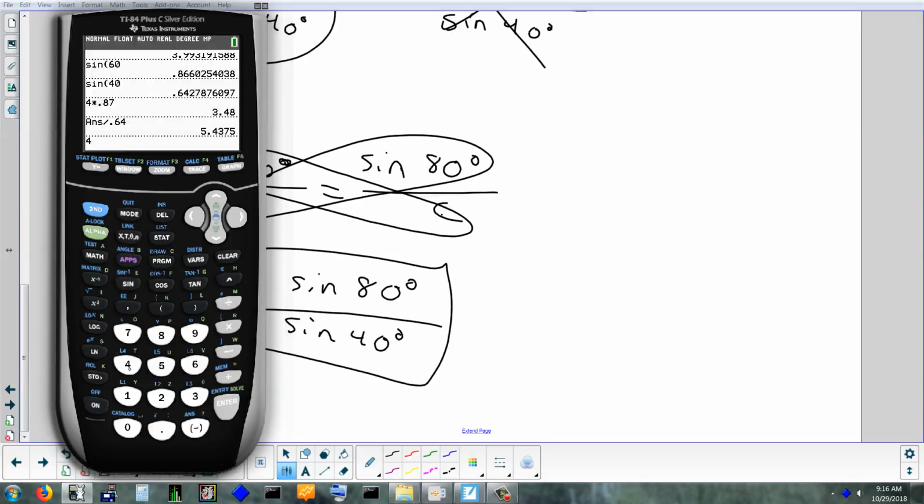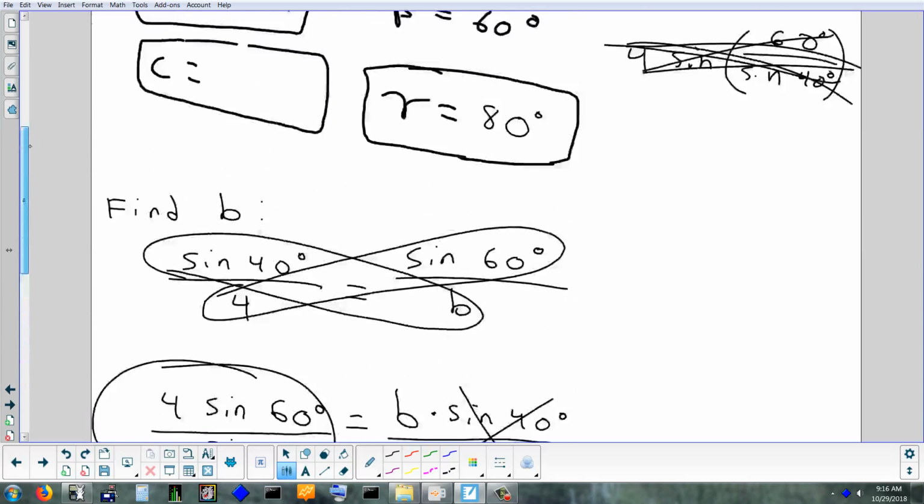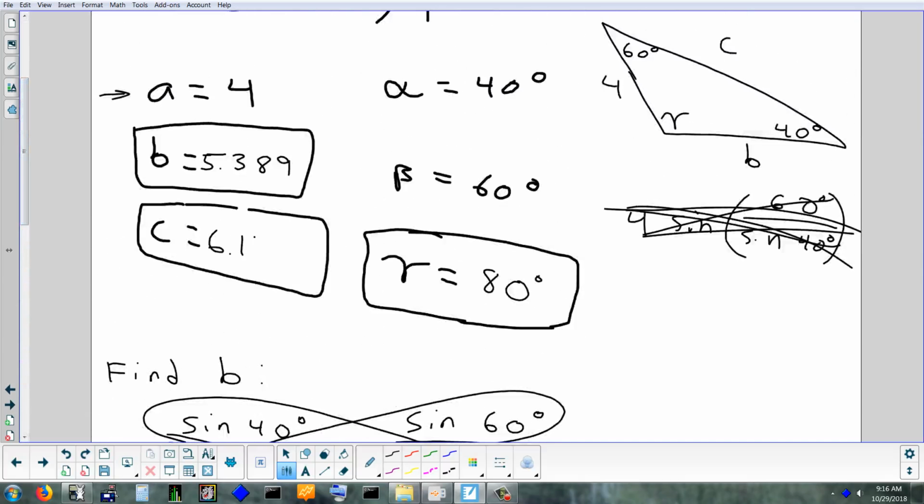So we've got 4 sine 80. Make sure you close the parenthesis. Divided by sine 40. So I said we were looking for an answer between, I think, 5.3 and 9.3, and we got one. So it seems reasonable as long as I didn't make any mistakes. 6.128. Okay, again, if you had 6.129, 6.127, that's fine.